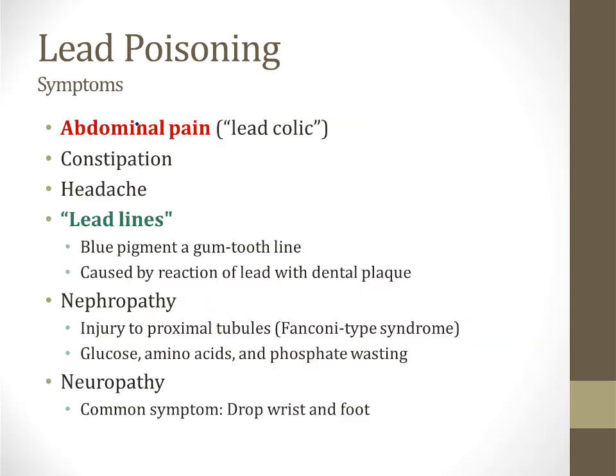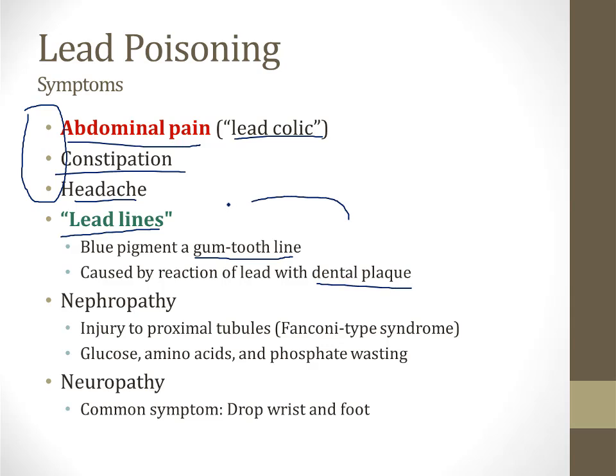The symptoms of lead poisoning are diffuse and can involve many different organ systems. Patients with lead poisoning classically have abdominal pain. This is called lead colic. They also often have constipation and headache, and these are relatively nonspecific symptoms, and this is why a diagnosis of lead poisoning is often missed. Some more specific features that can make you think of lead poisoning, especially in a board question, include lead lines. These are blue lines at the pigment between the gums and the teeth. They're caused by a reaction of lead with dental plaque. If you see a description of something sounding like this in a patient with belly pain, one of the first things you should think of is lead poisoning.